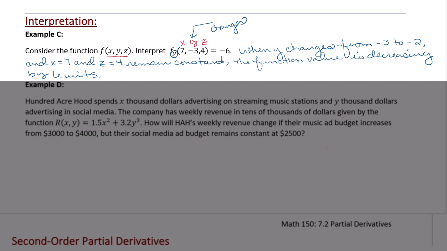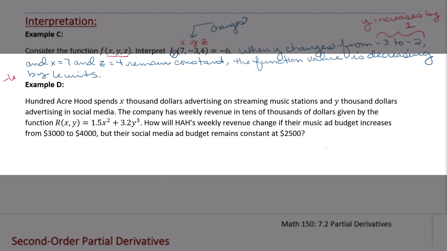Now, first of all, how do we know it's changing from -3 to -2? Remember, we're taking the derivative with respect to y, which is increasing then by 1 unit. How do we know that it's decreasing by 6 units? Because the derivative equals a -6.